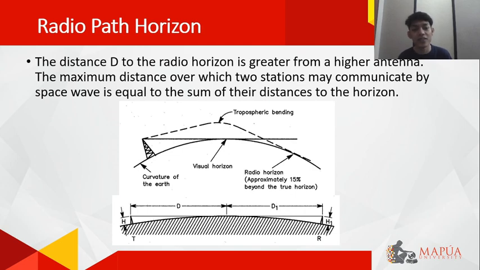The radio path horizon: the distance d to the radio horizon is greater from a higher antenna. The maximum distance over which two stations may communicate by space wave is equal to the sum of their distances to the horizon, as depicted by the illustration presented on the screen. We can see the factors that affect it, such as the curvature of the Earth, the visual horizon, and the radio horizon approximately 15% beyond the true horizon. We can also see the tropospheric bending happening.